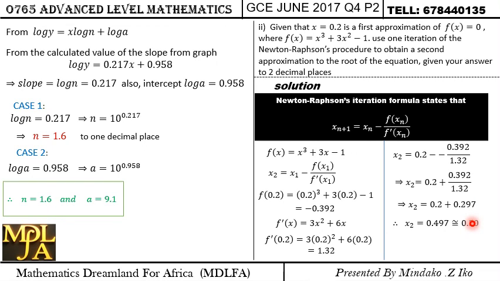So this brings us to the end of the video. Stay tuned for more past questions. This is the June 2017 GCE question 4, paper 2. This is a step-by-step detailed explanation of the question.